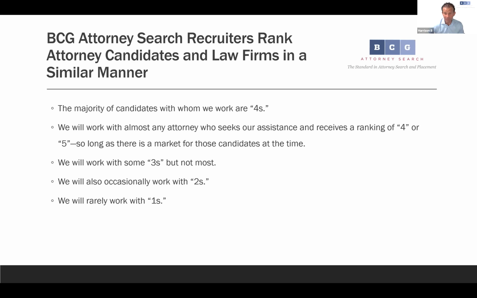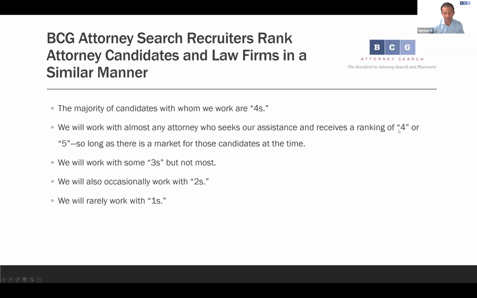Pretty much, if someone's a 4 or 5, we'll always work with them. This is based on an older article. We work with most 3s now, which we didn't used to, and we'll work with some 2s and some 1s. We're not as selective as a firm as we used to be, because we're getting better and better at our work, and there's a lot of opportunities out there, even for 1s. So it doesn't really matter where you fall in.